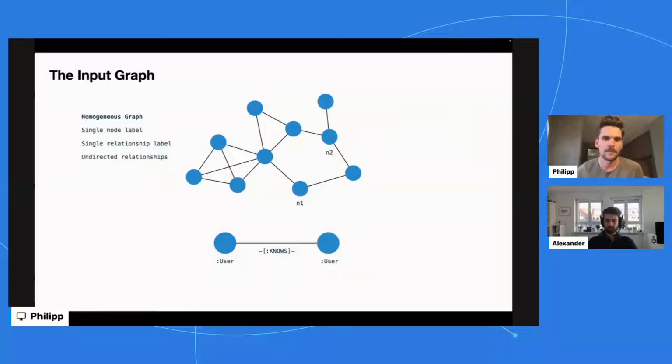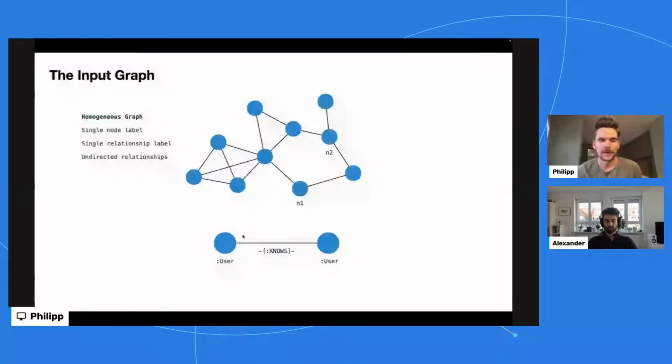So, for example, we have here users who know users, and the relationships are considered undirected, like depicted here. So it's always a bidirectional relationship. And that's a very special graph. But for now, we're going to be talking about this.